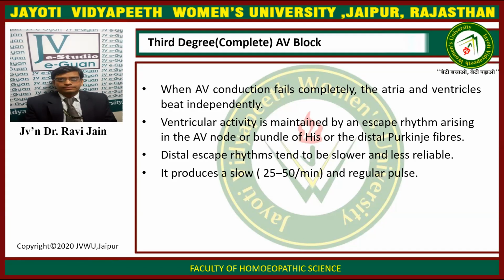In complete AV block or the third degree AV block, the AV conduction fails completely and the atria and the ventricles beat independently. So there is no synchronicity between the atria and the ventricles. The ventricular activity is maintained by an escape rhythm that is arising in the AV node or the bundle of His or the Purkinje fibers. The distal escape rhythms tend to be slower and less reliable. It produces a slow, 25 to 50 per minute, and regular pulse.